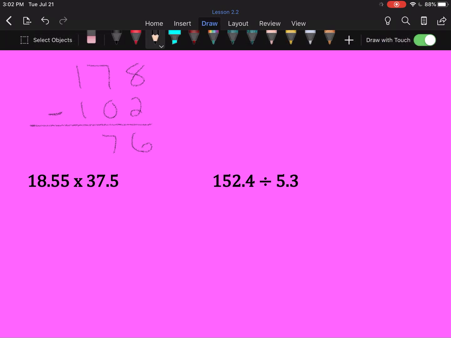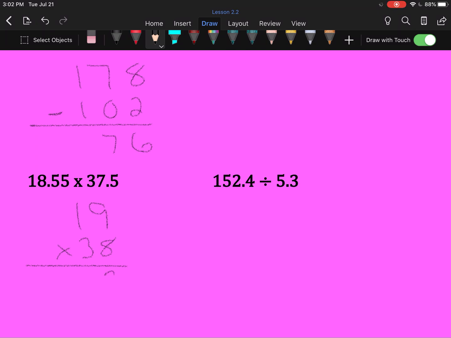Multiplication, no biggie. 18.5. 0.5 tells me to round the 18 up to 19. 37.5. 5 tells me to move the 7 up to an 8. So we're going to do 38 times 19.